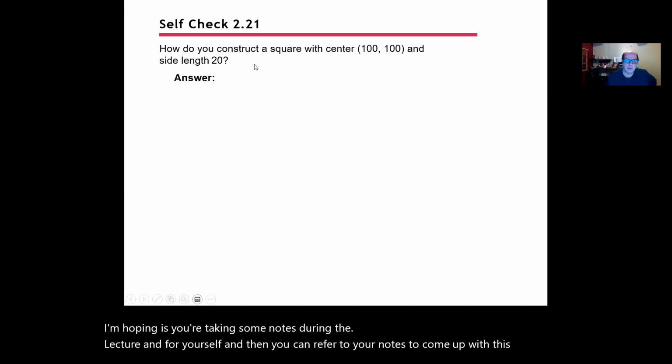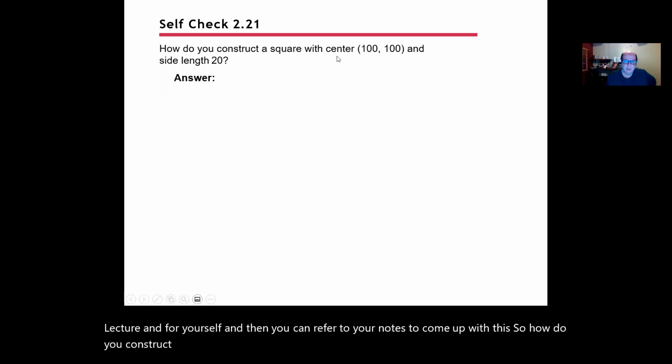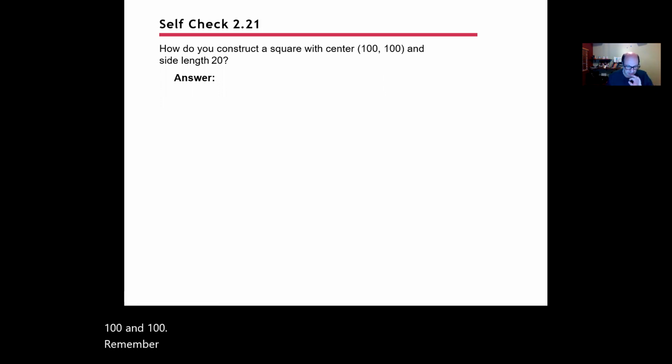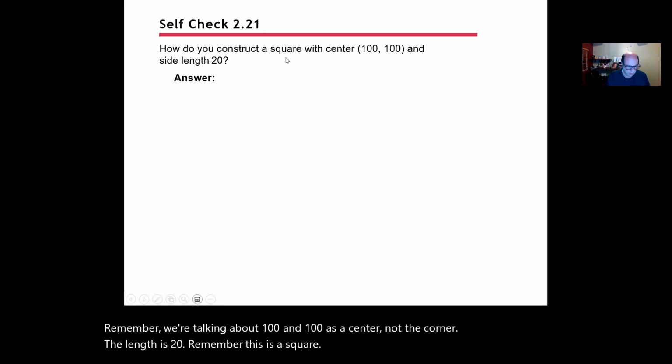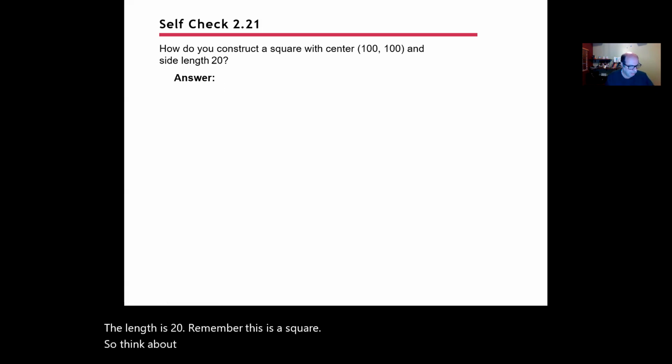So how do you construct a square with center 100 and 100? Remember, we're talking about 100 and 100 as a center, not the corner. The length is 20. Remember, this is a square. So think about it. I'm going to give you 1 minute to think about it and write it down somewhere.